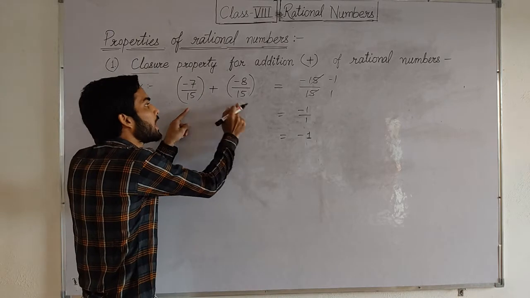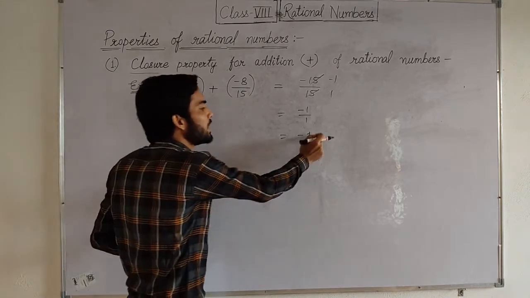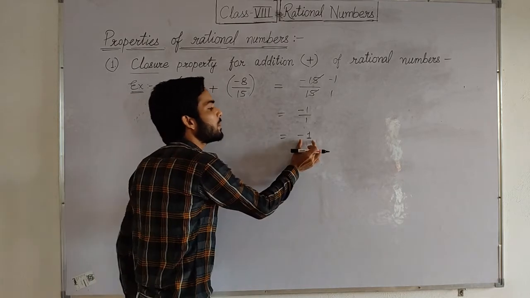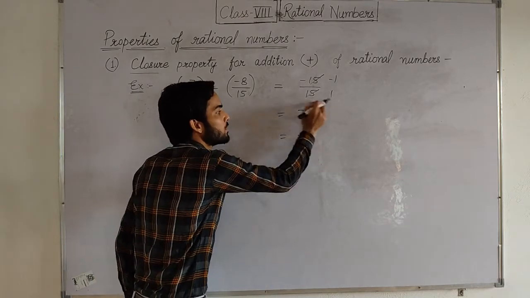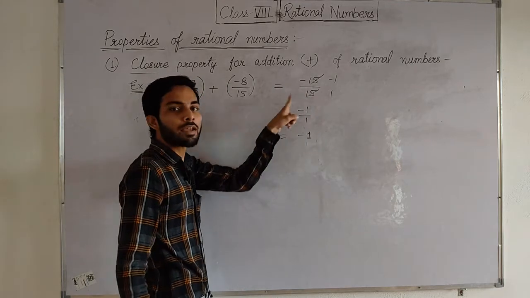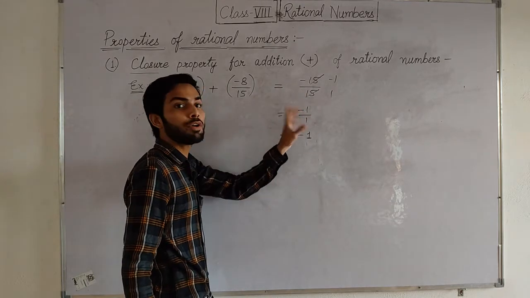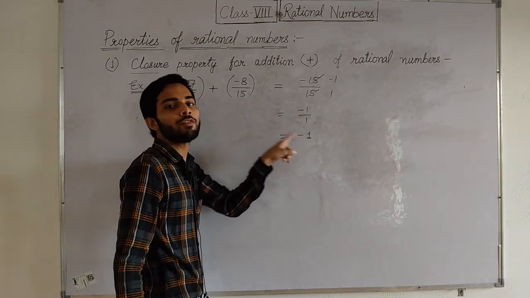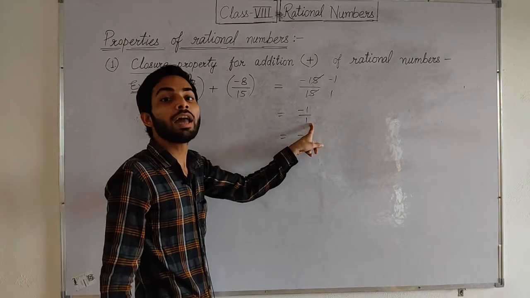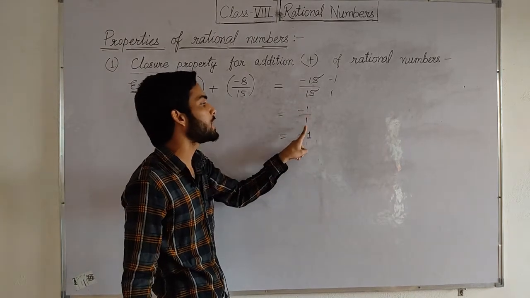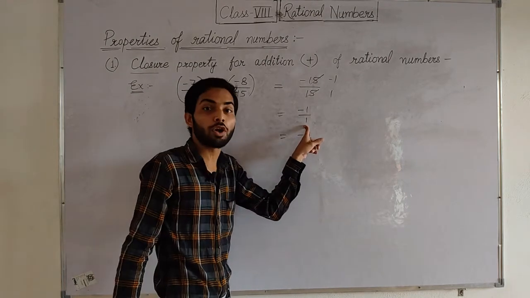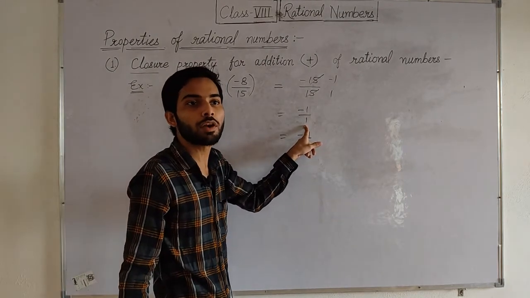On adding any two rational numbers, we always get a rational number. How is it a rational number? Because we can write minus 1 like this: minus 1 upon 1 in the form of p by q. It is looking like a fraction, although it is not a fraction. Both the numerator and denominator are integers. Minus 1 is also an integer, 1 is also an integer, and the denominator is not equal to 0, that is, q is not equal to 0.